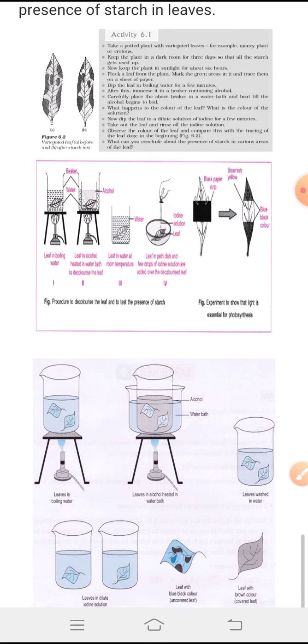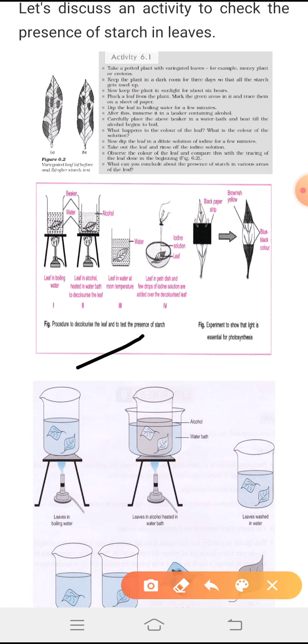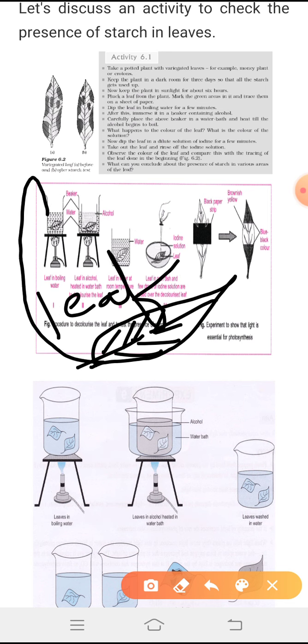Okay, so now let us take a small leaf from the plant and let us boil this leaf in the water. I have taken the leaf. Let me boil this leaf in the beaker which is containing the water. We will boil this leaf until it becomes softer.